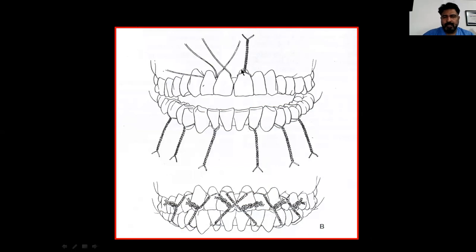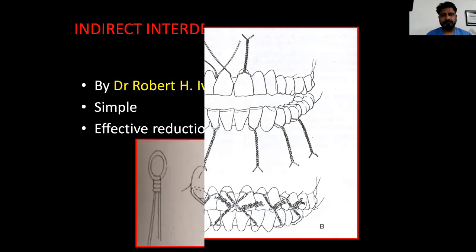So we prepare loops on separate teeth, like 6 in the mandible and 6 in the maxilla. And then we tie them in crisscross fashion so that the maxillomandibular fixation is achieved. Keep the mandible in occlusion and then tie the loops. This is a very simple technique called Gilmore wiring.